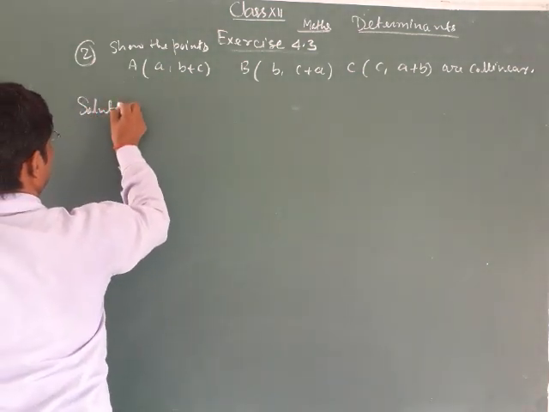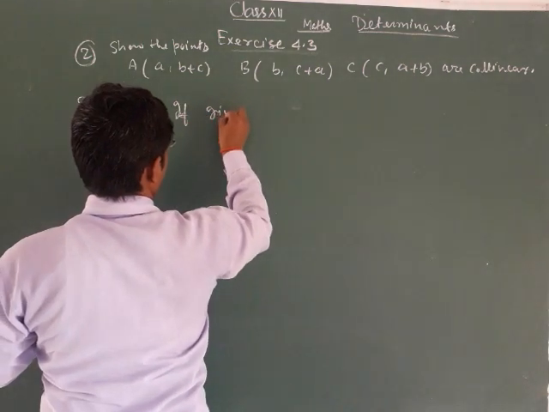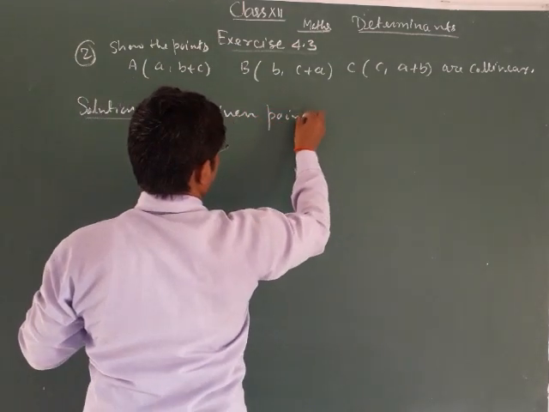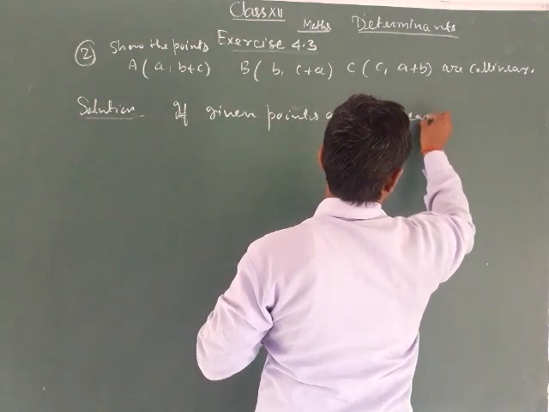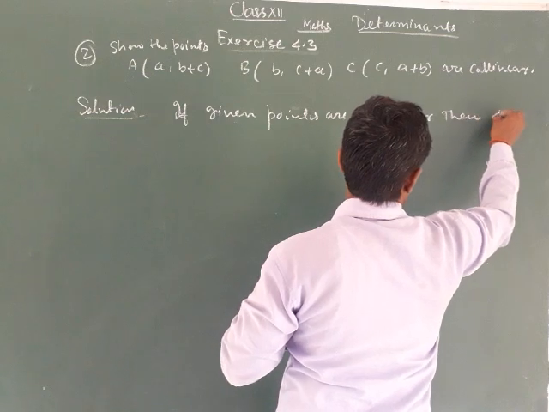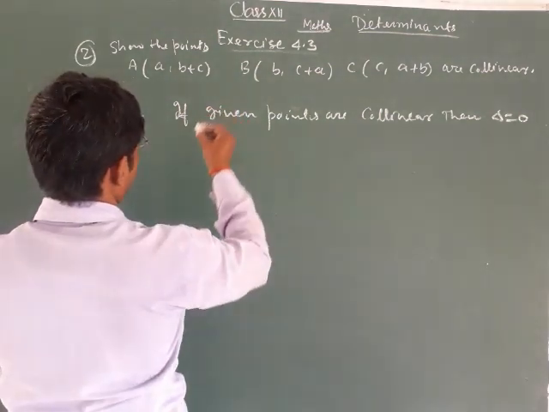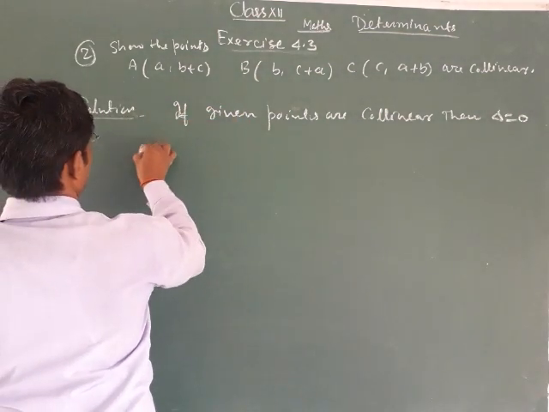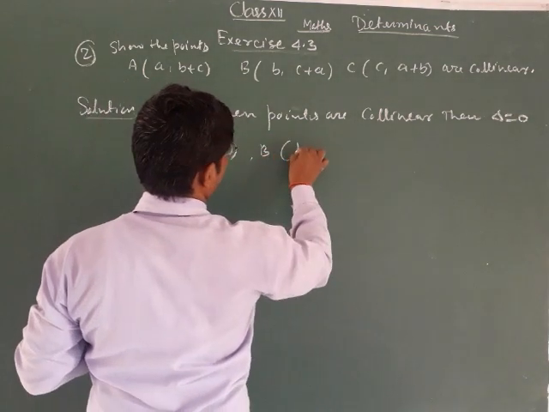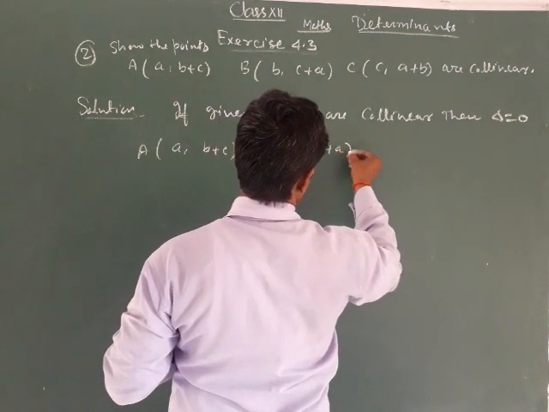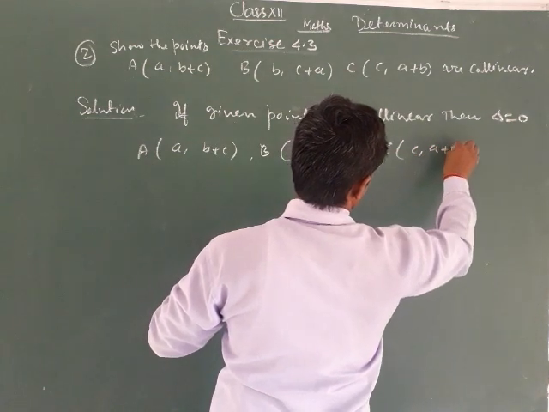Solution of this question: if the given points are collinear, then delta, the area, is equal to 0. So the points are A comma B plus C, B comma C plus A, and C comma A plus B.